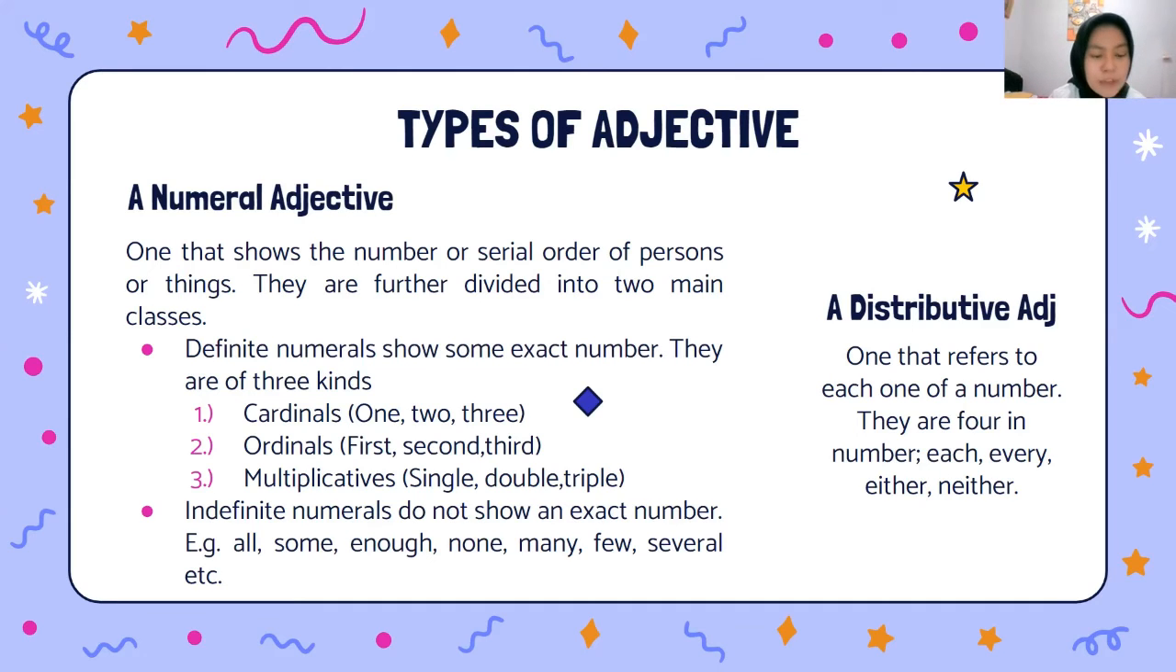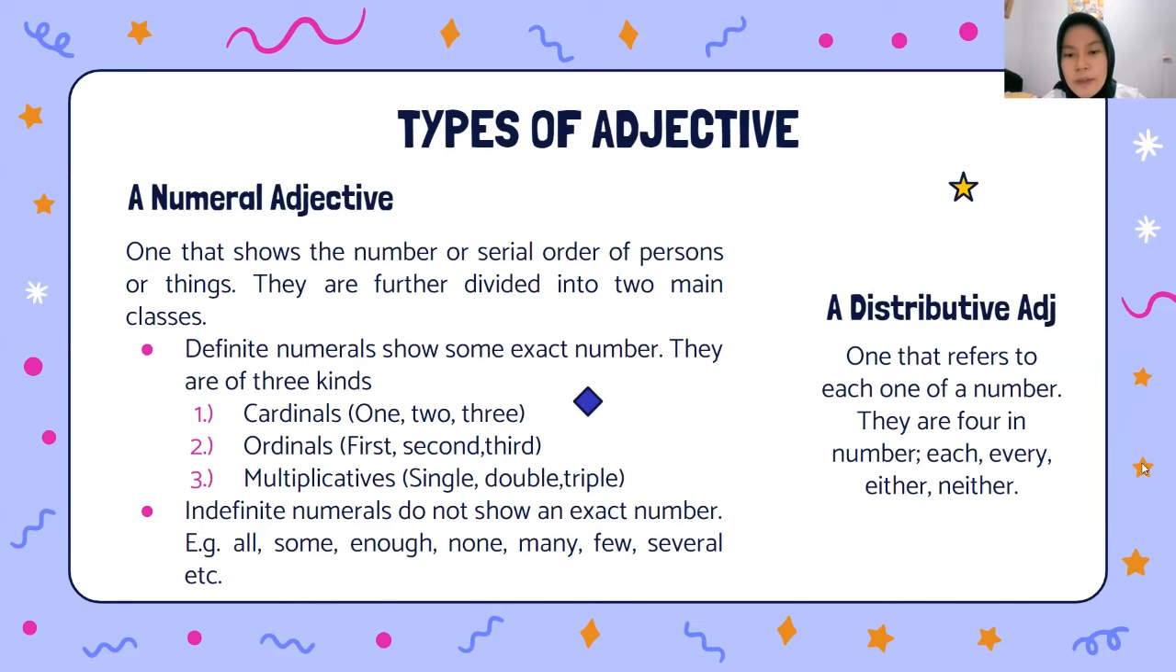The third is multiplicatives, such as single, double, triple. Indefinite numerals don't show an exact number. Example: all, some, enough, none, many, few, several, etc.